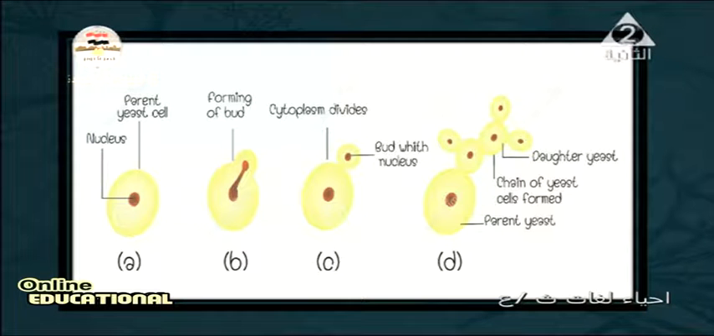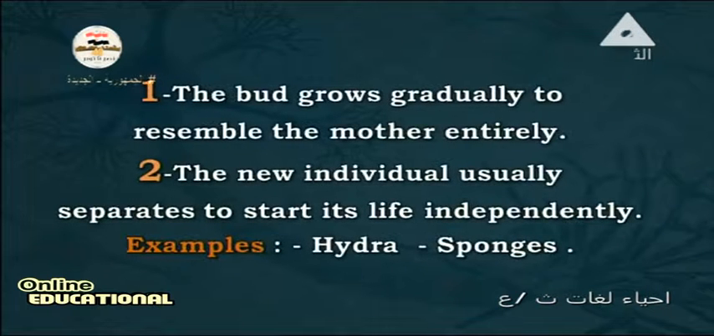The bud contains nucleus and cytoplasm, and may be attached like this figure, attached with the mother cell or the parent yeast. A chain of yeast cells is formed. This grouped colony, named daughter cells, may be separated each one. Okay. The bud grows gradually to resemble the mother entirely. Entirely means inside the components of the cell, like the cytoplasm and the nucleus.